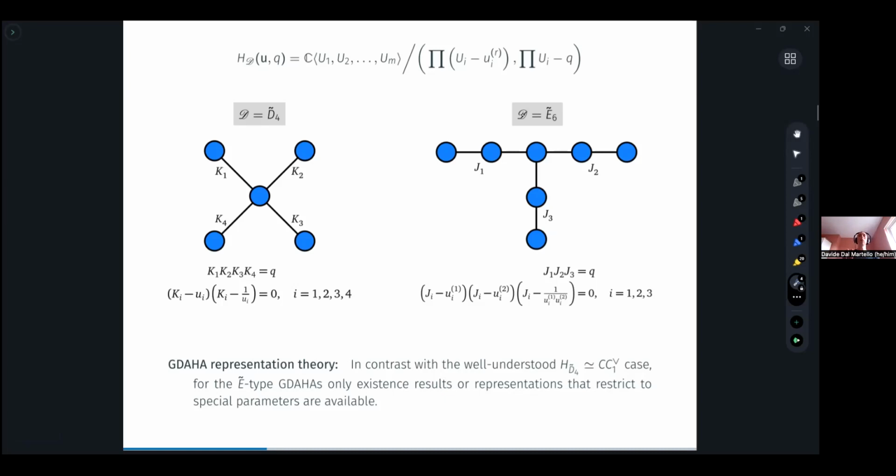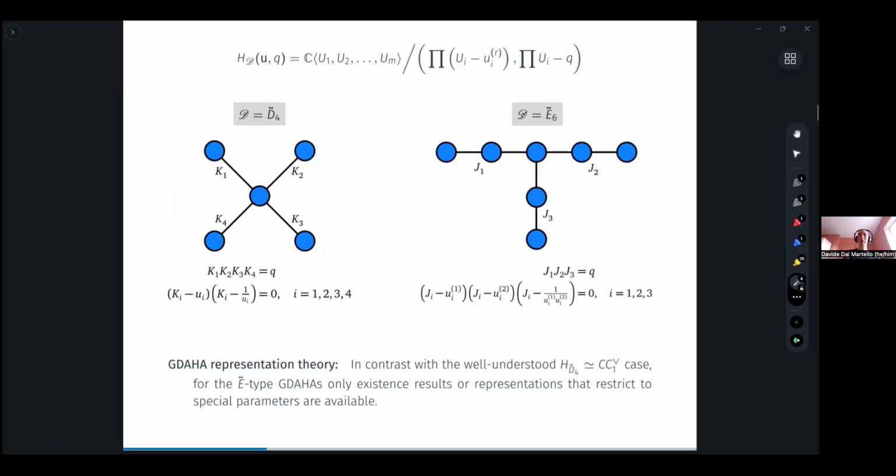And the reason this class is called GDAHA is because the actual E-type diagrams starting from E6 are a generalization of this DAHA in this Dynkin diagram spirit. So that's why they are called GDAHA in the first place.